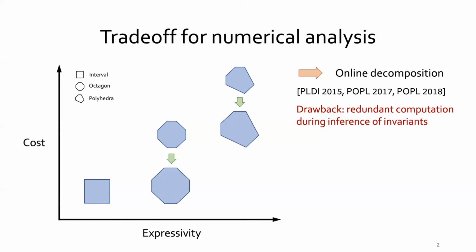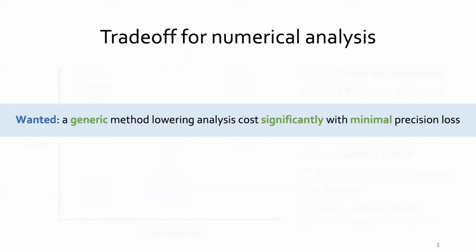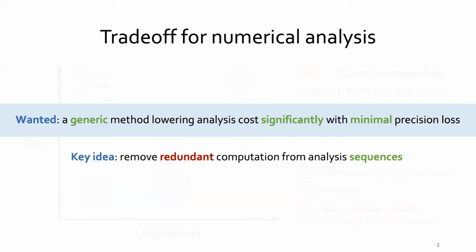Orthogonally, another line of research selectively loses some analysis precision for gaining performance. However, each of these works focuses on only one domain, and the precision loss can be large. Therefore, we want a generic method that lowers analysis costs significantly with minimal precision loss. The key idea of our work is to remove redundant computation from the analysis sequences.